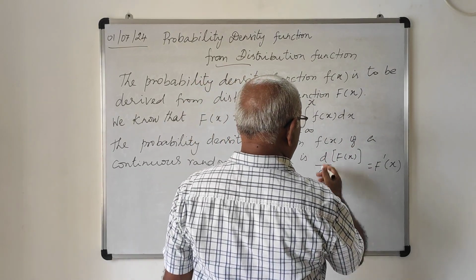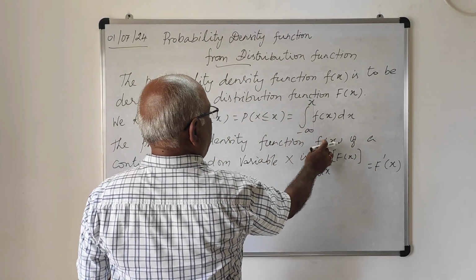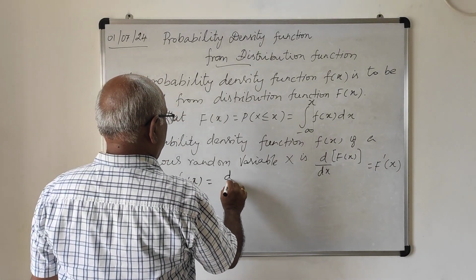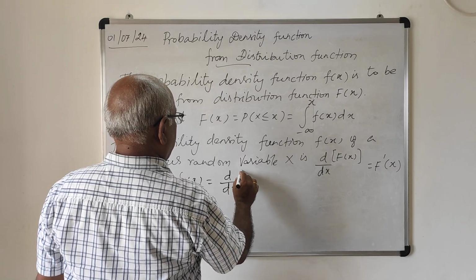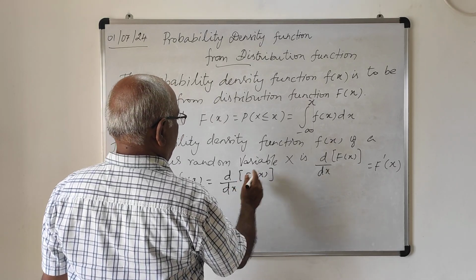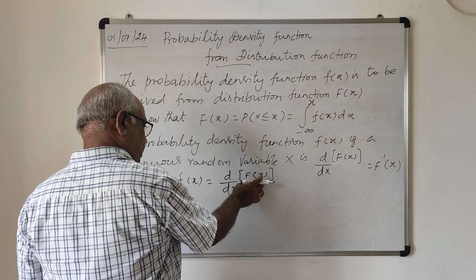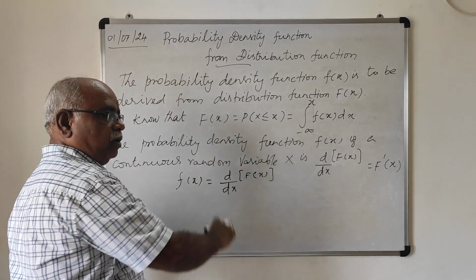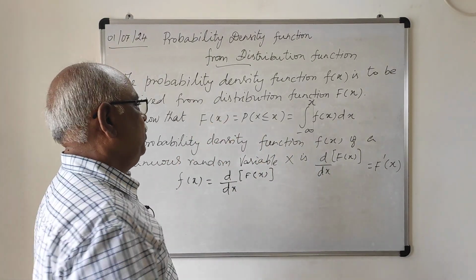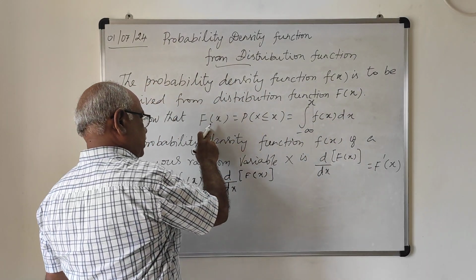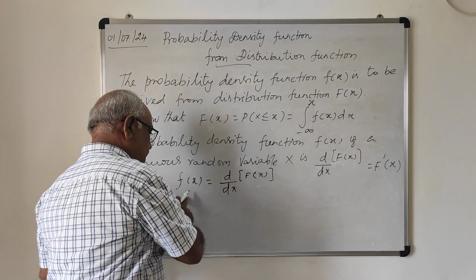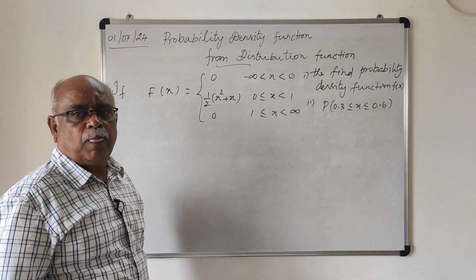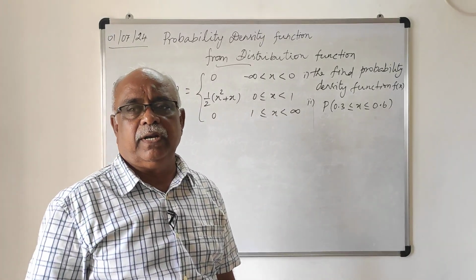This gives you the distribution density function f of x. Therefore, to get the density function f of x, we have to differentiate the probability distribution function. If you differentiate this distribution function, we will get density function. If you integrate the density function, we will get the distribution function. These two are opposite actions. That's all. Okay.